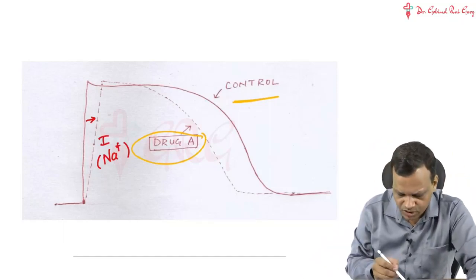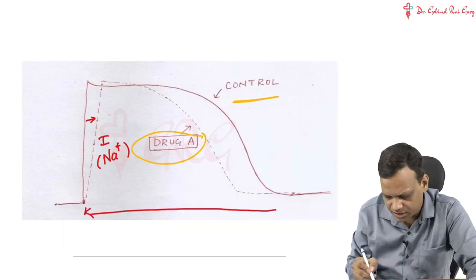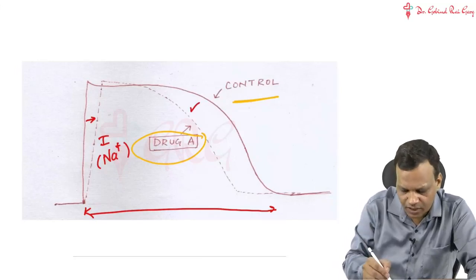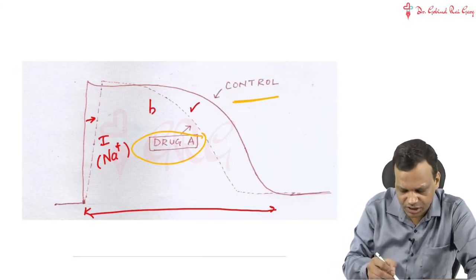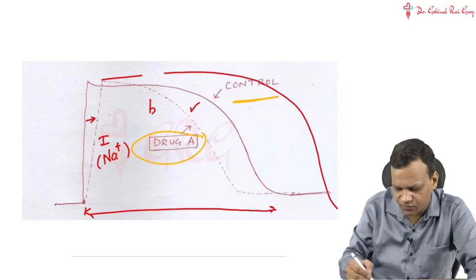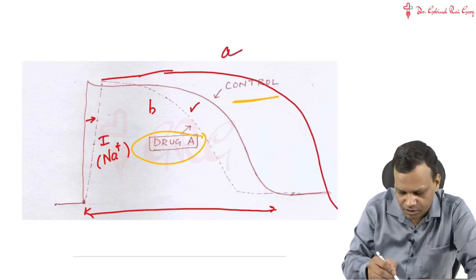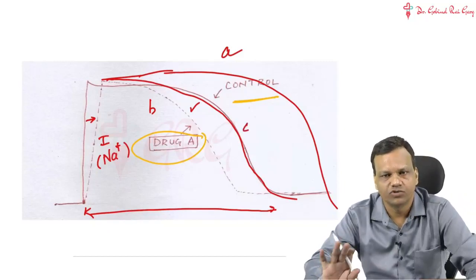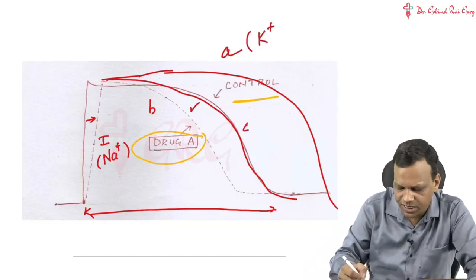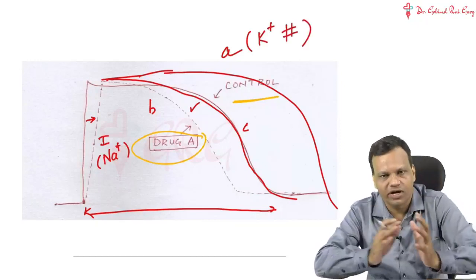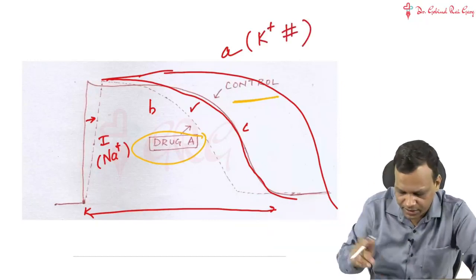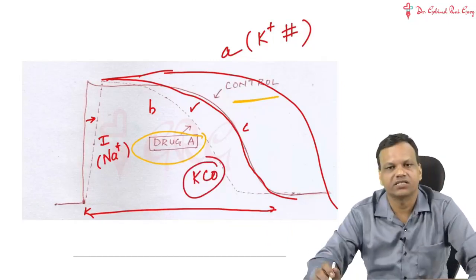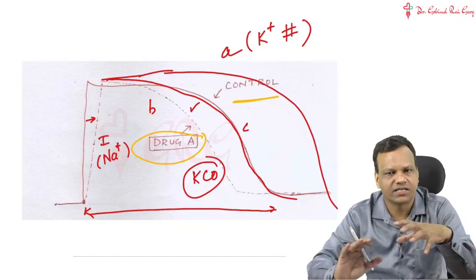Okay. Then you need to see what happened to the action potential duration. If the action potential duration decreases, it is a 1B drug. If the action potential duration increases, it is a 1A drug. And if the action potential duration is not changed, remains the same, it is a 1C drug. Okay. So remember, class 1A drugs are potassium channel blockers. Potassium channel blockade increases APD. Class 1B drugs are potassium channel openers. Opening of potassium channels will decrease APD, and 1C has no effect.